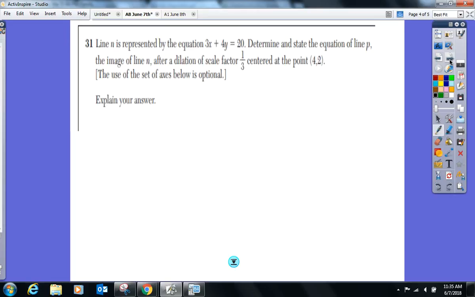31, everybody. 31. Dilation of a line again. Oh, boy. All right. What do you got? What have we already reviewed about lines that get dilated?